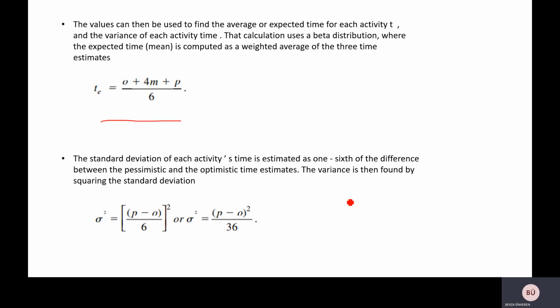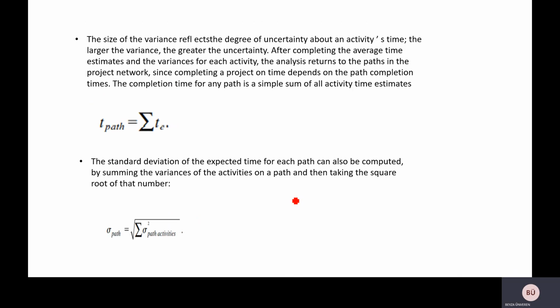The standard deviation of each activity's time is estimated as 1/6 of the difference between the pessimistic and the optimistic time estimates. The variance is then found by squaring the standard deviation. The size of the variance reflects the degree of uncertainty about an activity's time. The larger the variance, the greater the uncertainty.